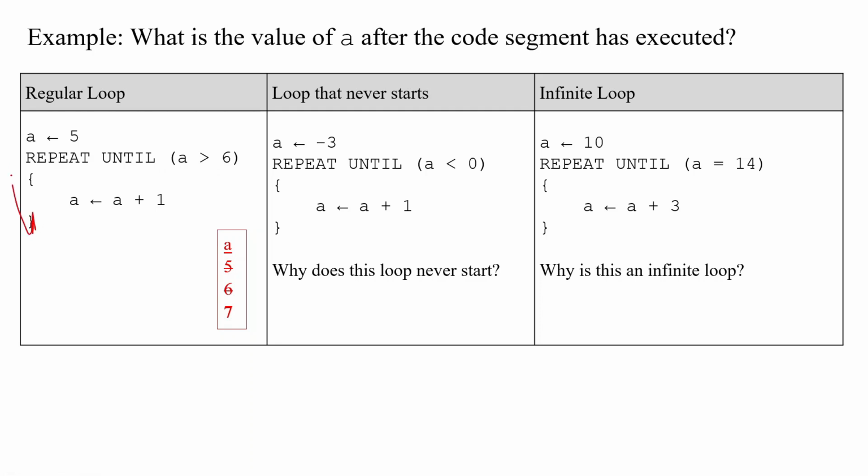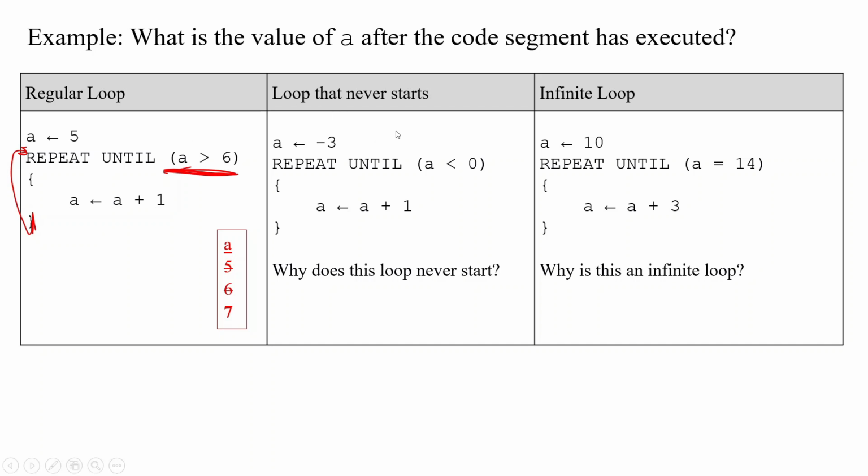I reach the end of my loop, I come back up, and then I check the condition again. Is 7 greater than 6? That is true. So because of that, my loop is done. My loop is finished. So I ran this loop twice. I ran until A had a value bigger than 6.